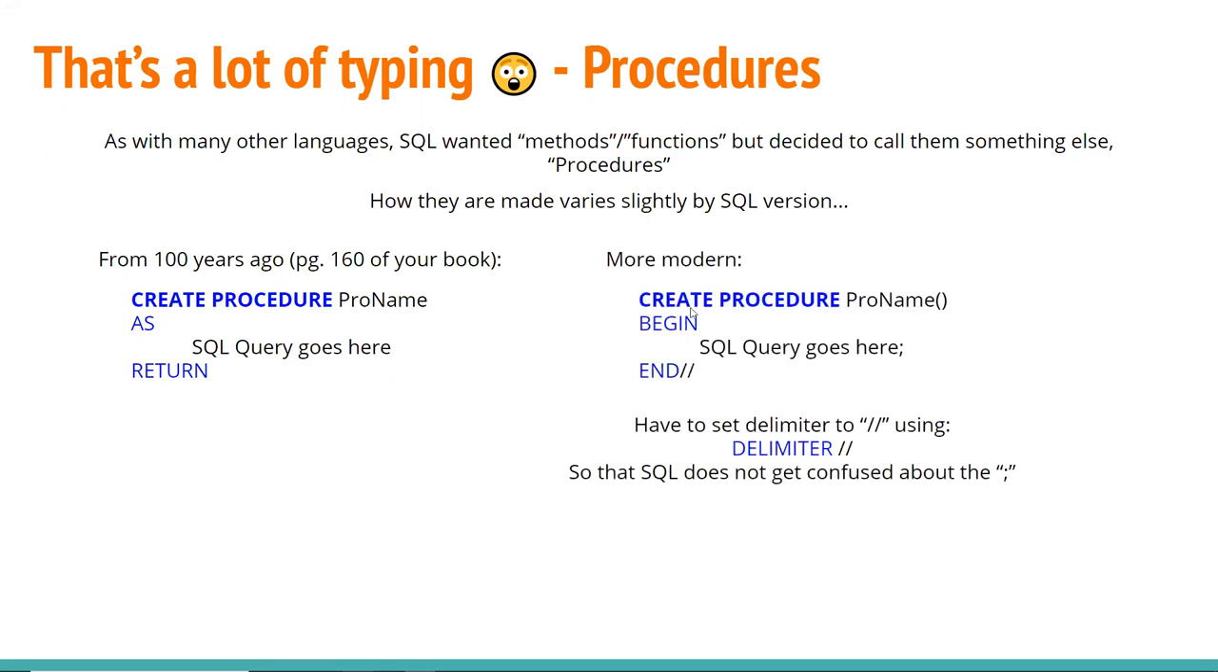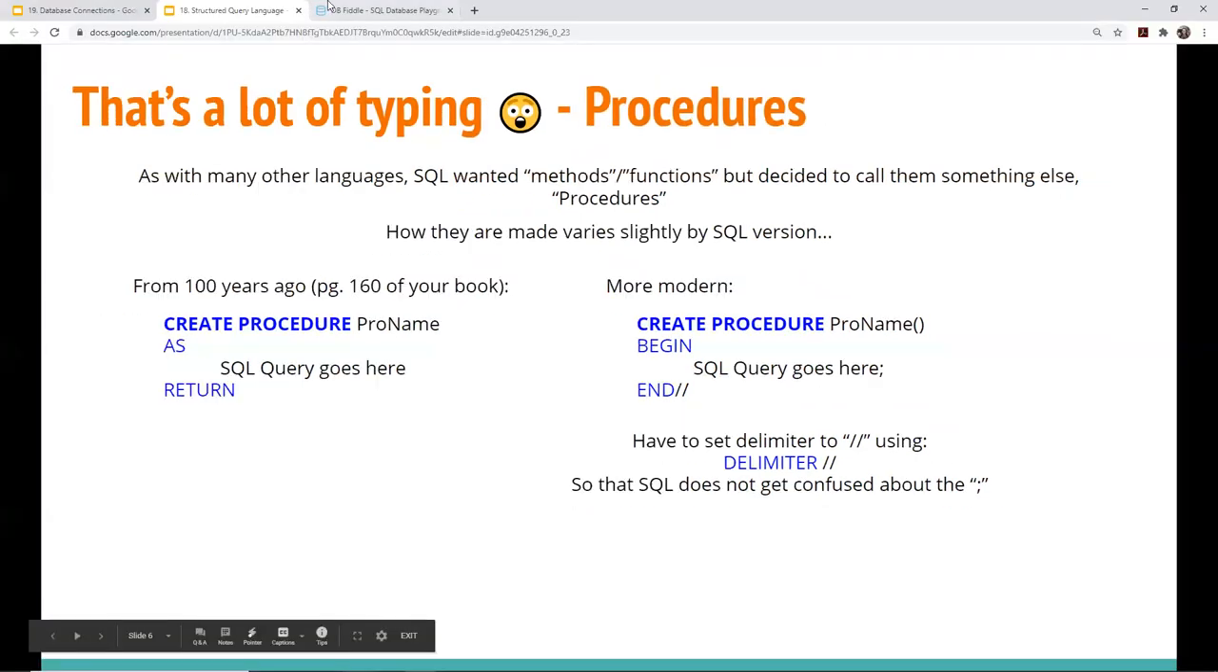The more modern way of doing this is like what we have on the right here. We say create procedure, the procedure's name, we have our two normal brackets there, and then we say the beginning of the procedure, we type our SQL query, and then the end of the procedure. However, there is one little problem, but we'll check it out together inside the code.